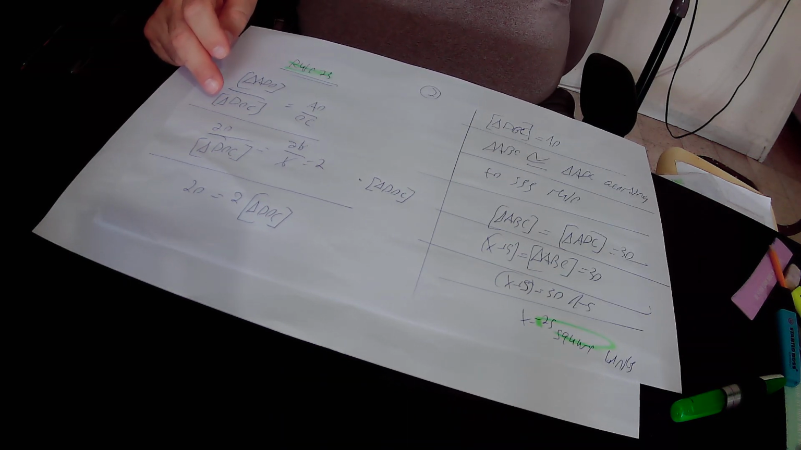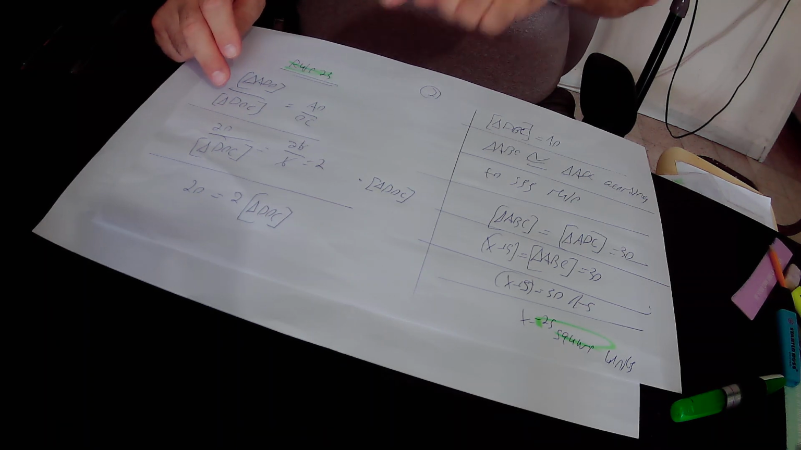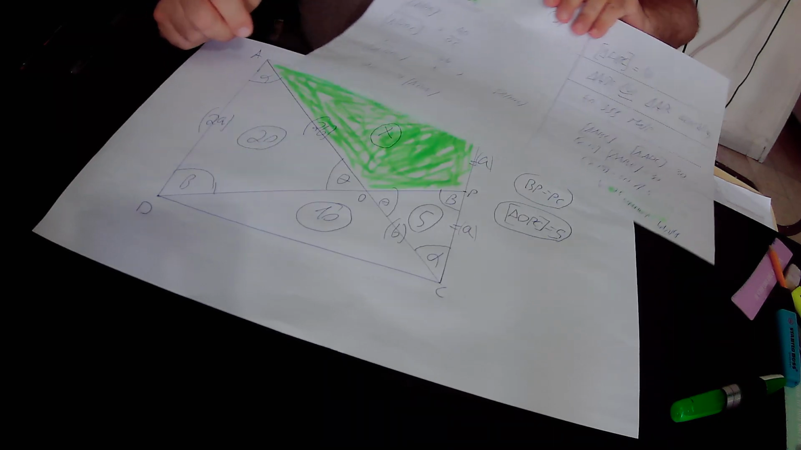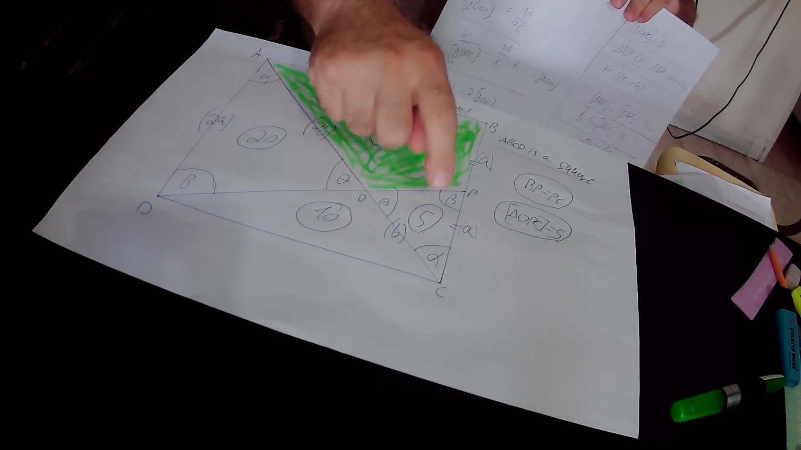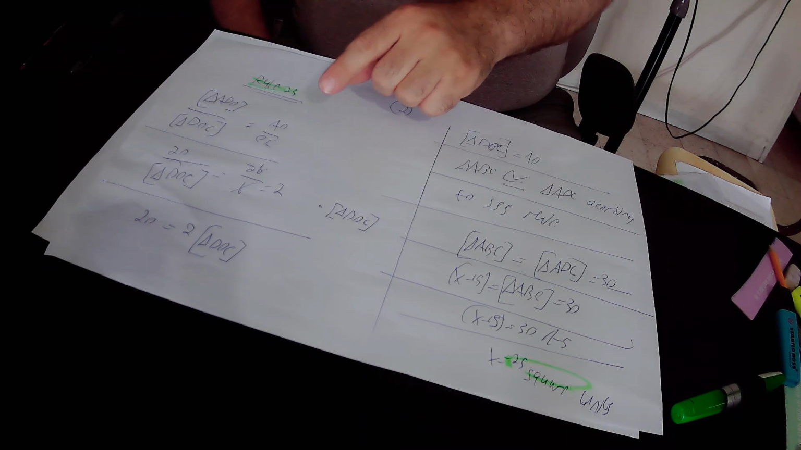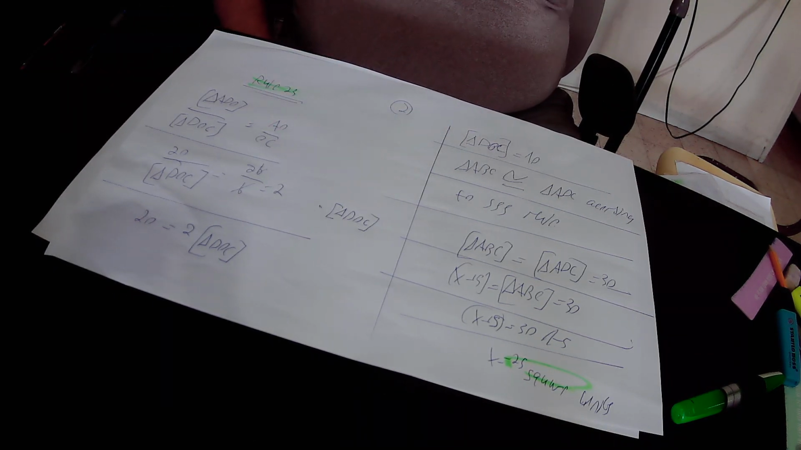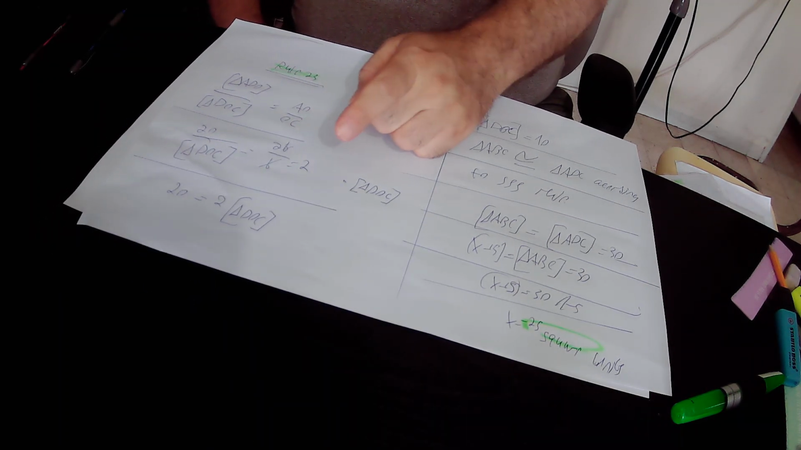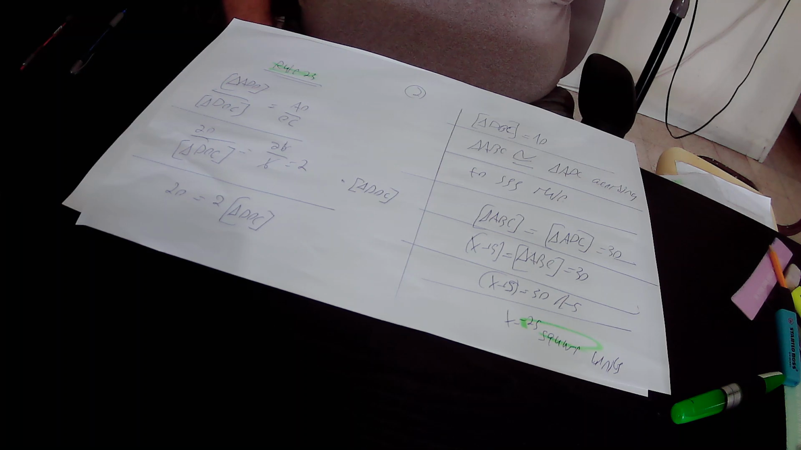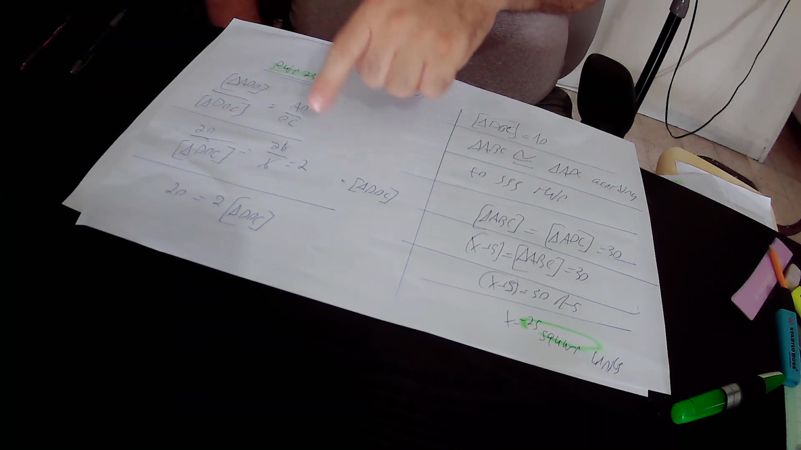So in total, we found out that 20 over the area of triangle DOC equals AO over OC. AO is 2B and OC is B. So AO over OC is 2B over B. We have B in the numerator and B in the denominator, so B gets cancelled, and we are left only with 2. So 20 over the area of triangle DOC equals 2.